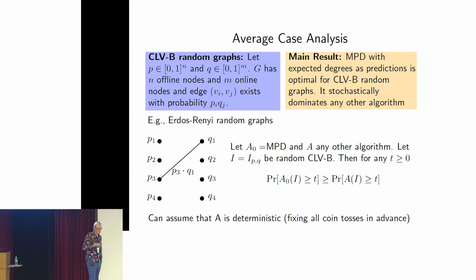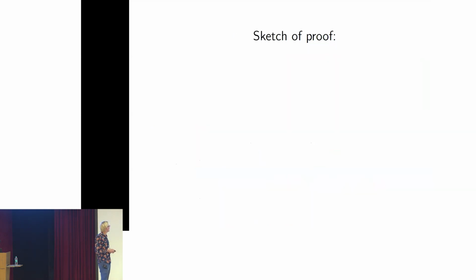First of all, I want to make it a little easier. You can think of A as being deterministic. Basically, if A is randomized, you can make all the coin tosses in advance, and then you can prove the statement conditional on these coin tosses over the randomness of the instance. So you can think of A as a deterministic algorithm. Any questions so far?